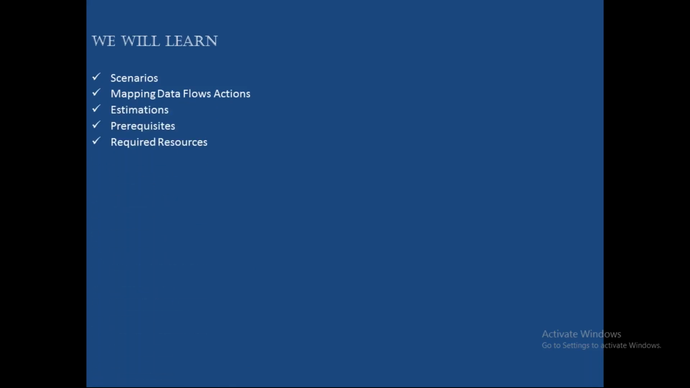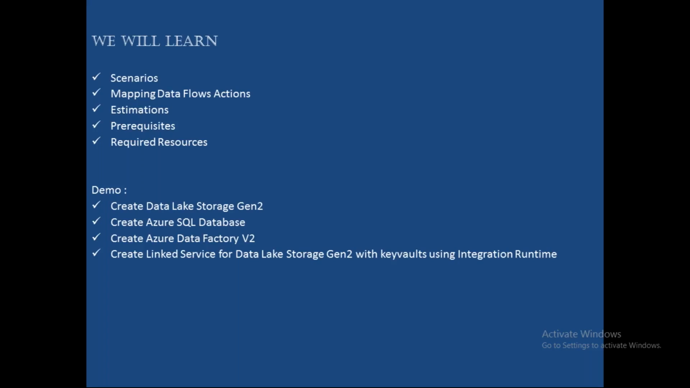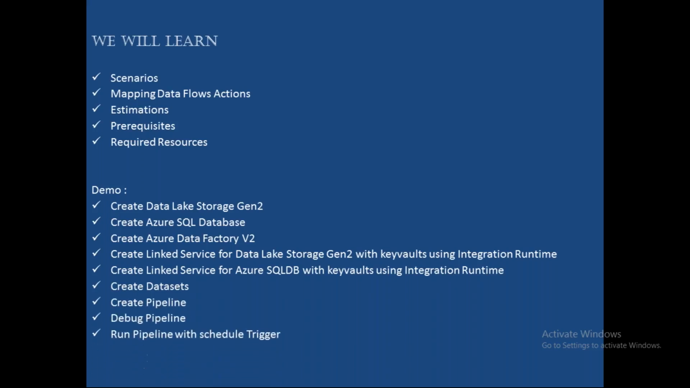In this session, we will learn scenarios, mapping data flow actions, estimations, prerequisites, and required resources. Anyhow, you know all these things. Then the demo. We will create Data Lake Storage Gen2, an Azure SQL database, and Azure Data Factory V2. These three services we need. Then we will create the linked service for Data Lake Storage Gen2 and the linked service for Azure SQL DB. Then we will create the dataset and pipeline, debug the pipeline, run the pipeline with a scheduled trigger, and monitor the pipeline. We are going to do all these things.